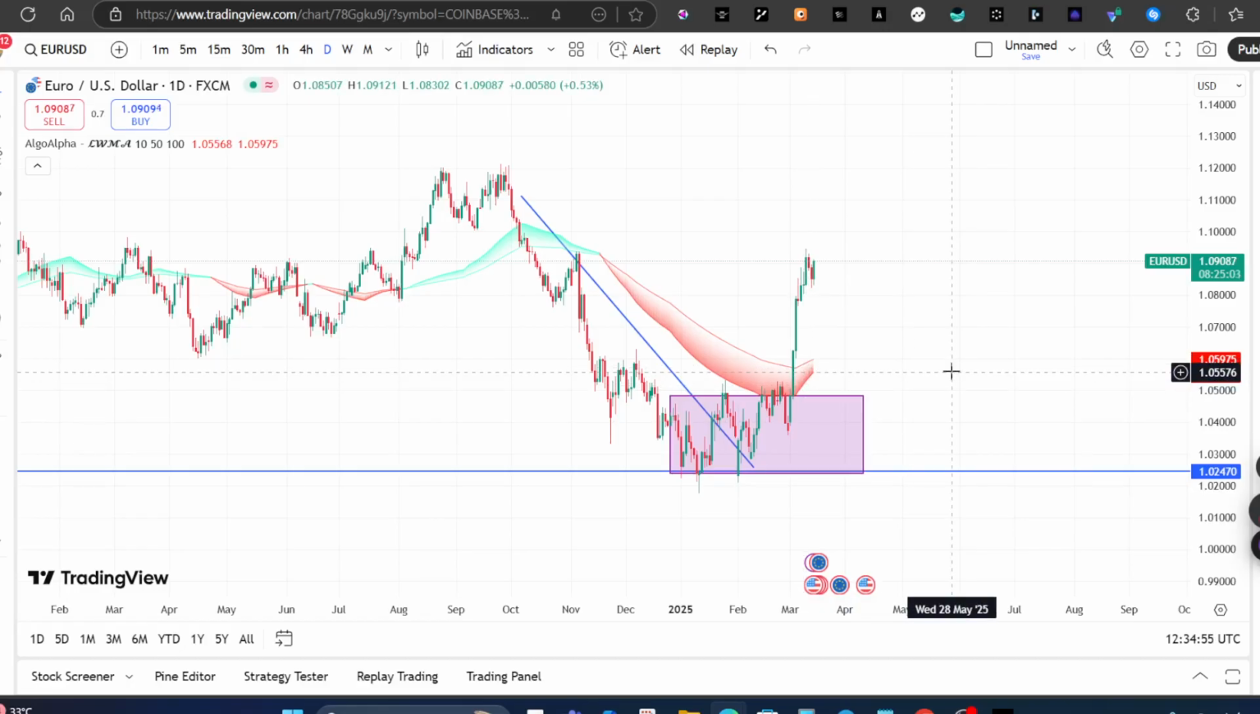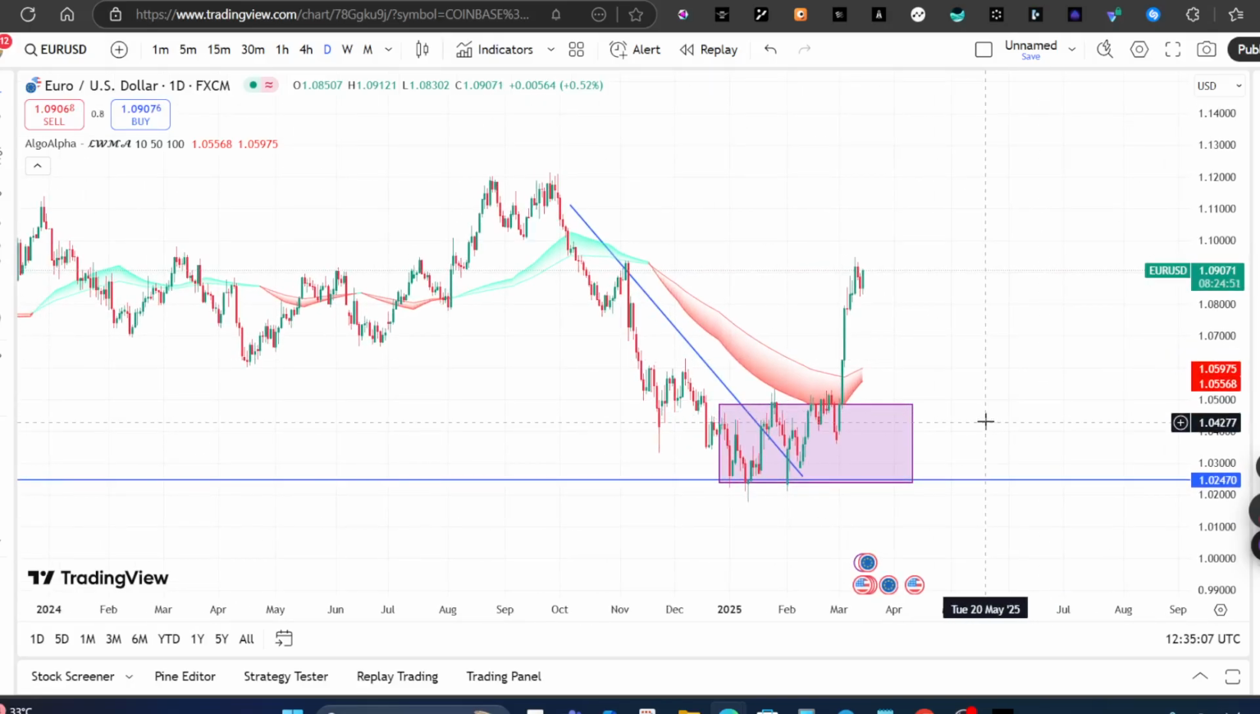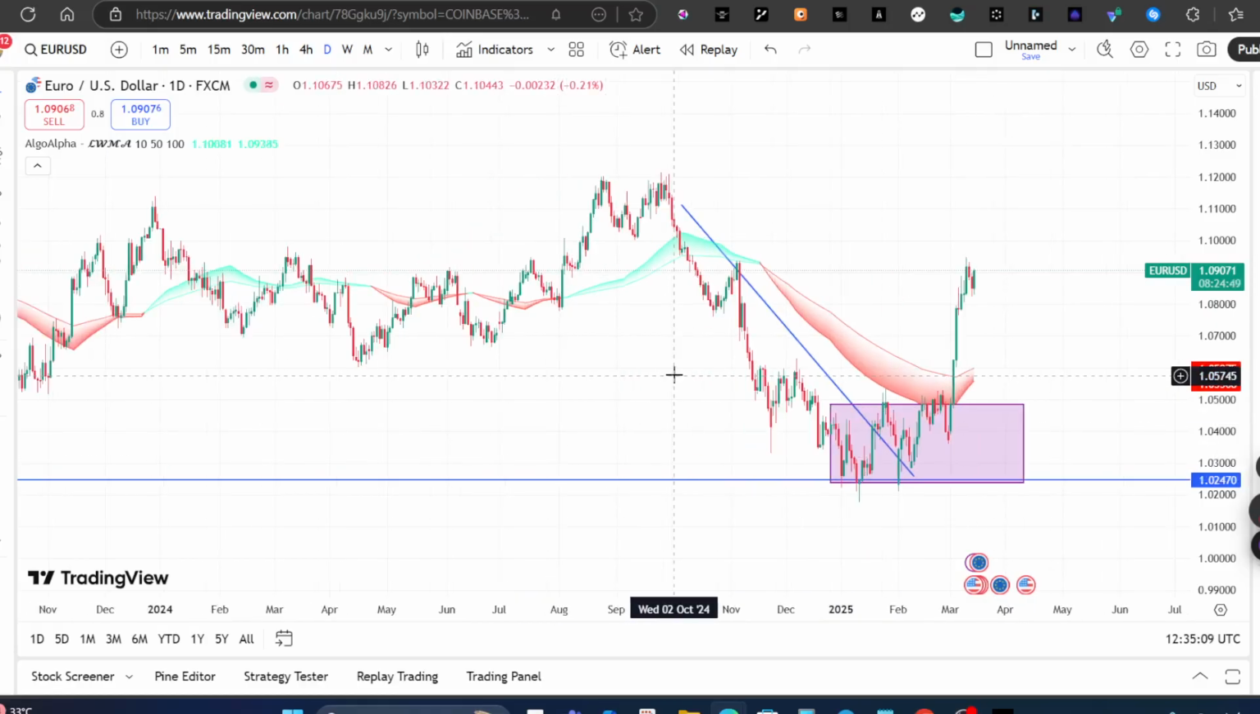So this indicator is really useful in identifying momentum. Whether you are trading a bullish or bearish trend, the LWMA can help you confirm the market's momentum. Also, you can use this indicator for trend reversals. It's useful for spotting trend reversals, right?